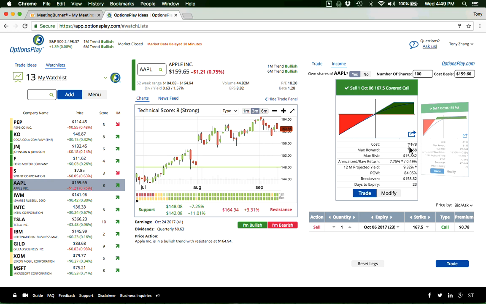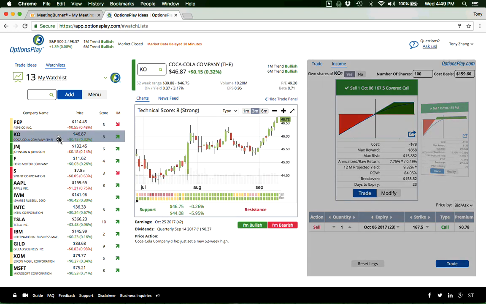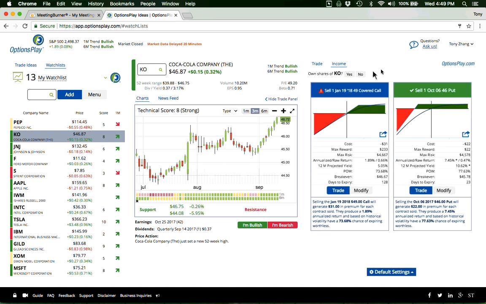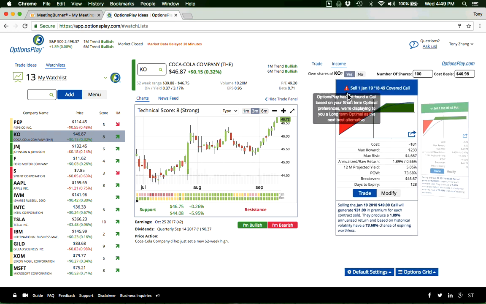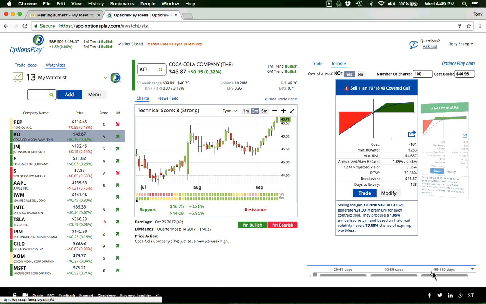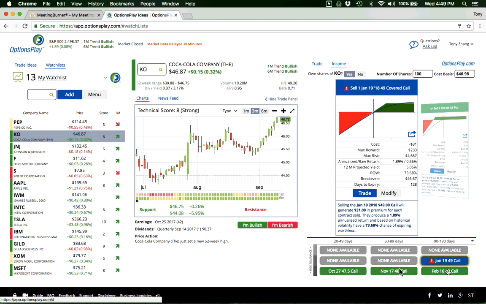So just to give one last example, sometimes you'll come across a stock that looks like this. So notice before all of these, I get this green check mark. On Coca-Cola, it's a little different. This is telling me that I could not find a call that met my criteria, which again was short-term optimal. This is telling me that the next best alternative it was able to find is a long-term optimal. So for me, I generally don't like to sell covered calls that are outside of my range or my preferences. You can do that if you want. You can click on the options grid and you can see what else is available.